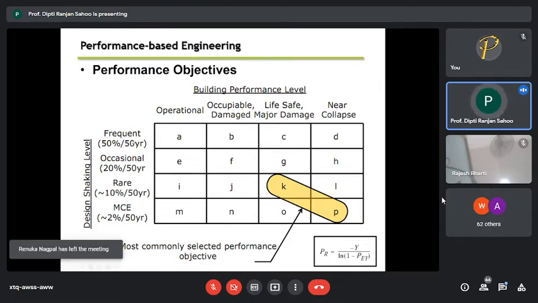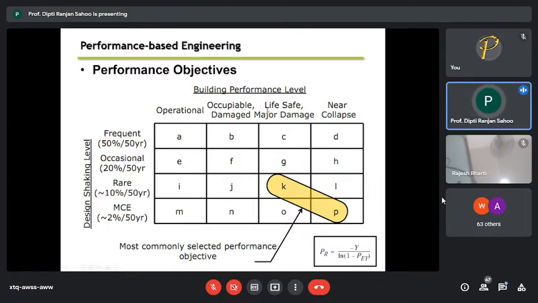50% in 50 years, 20% in 50 years, 10% in 50 years, and 2% in 50 years. As you go down, the return period of these earthquakes actually increases: 2475, 475, and so on. So the 50% probability, the higher probability in 50 years, is frequent, then occasional, rare, and very rare, which we define as the maximum considered earthquake. And the rare earthquake, which we mostly define as the design basis earthquake.